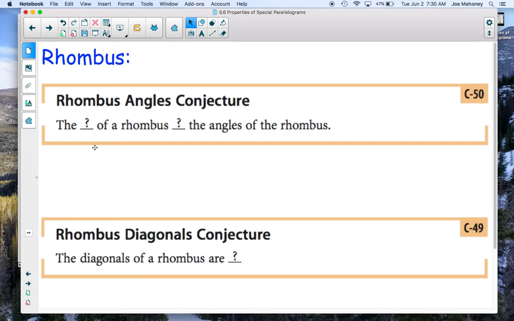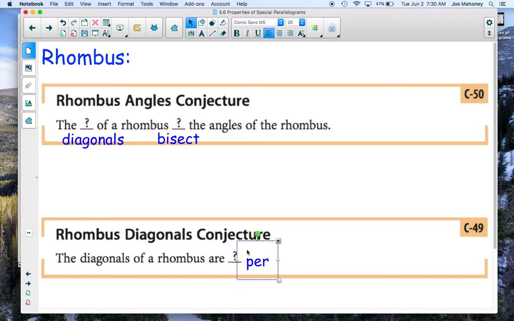So a couple things about a rhombus. First of all, the diagonals of a rhombus bisect the angles of the rhombus. That's big conjecture number 1. And then the next one is that the diagonals of the rhombus are perpendicular. They make a 90-degree angle. So 2 cool things about the rhombus. The diagonals bisect the angles, and the diagonals are also perpendicular. It's all about the diagonals today, my friends. All about the diagonals. So that's the rhombus.